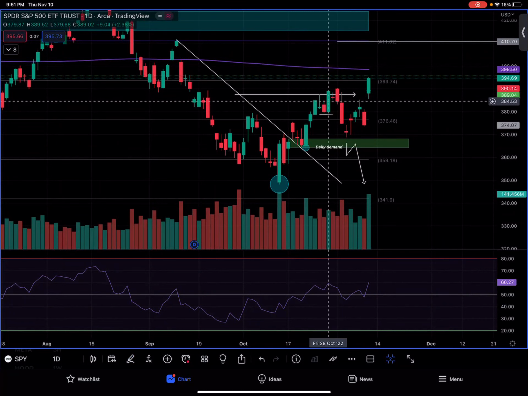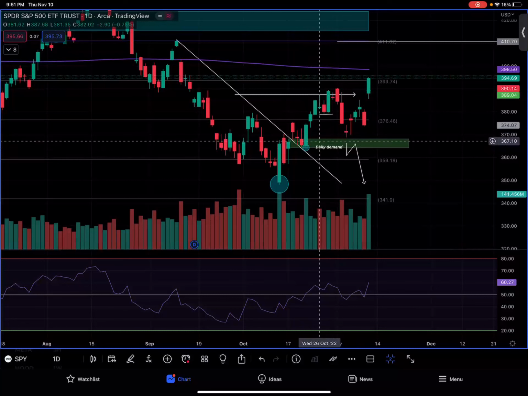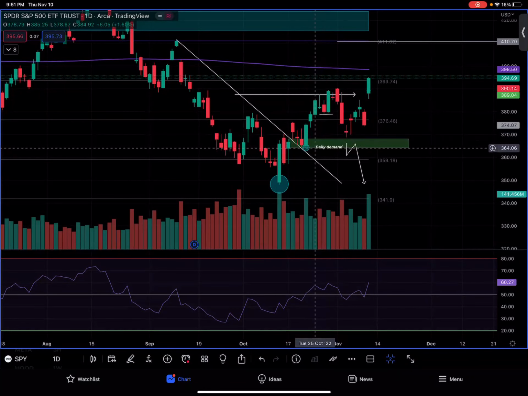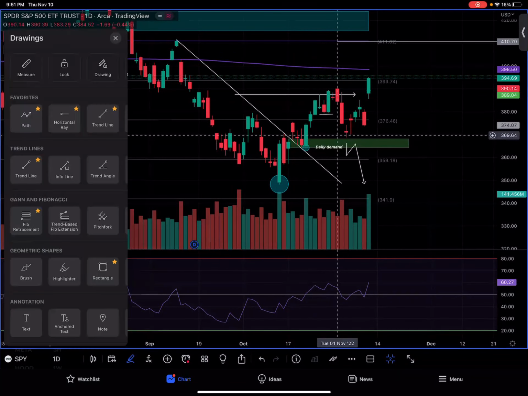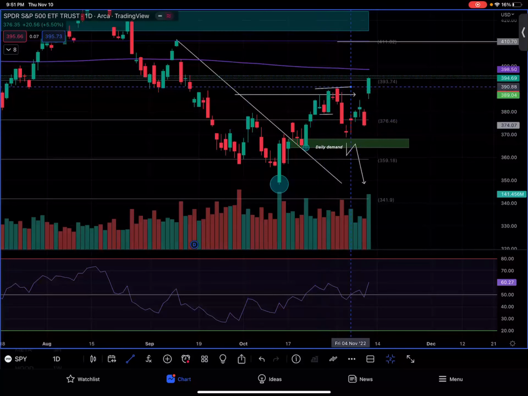So the best way to really enter this trade is to wait for price to return back to the most extreme demand zone and target these equal highs.